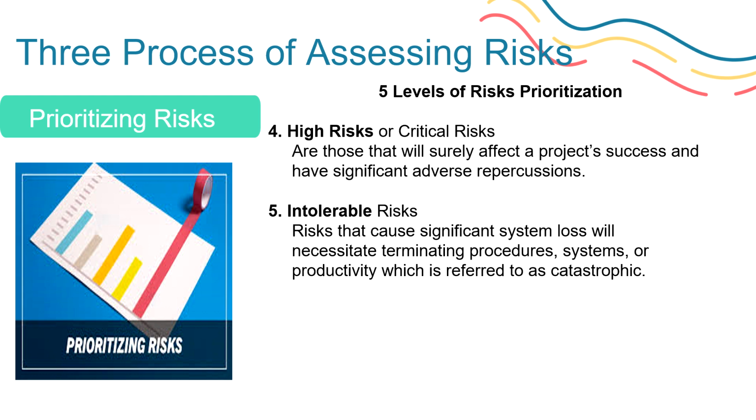Number 4 is high risk or critical risk. They are those that will surely affect the project's success and have significant adverse repercussions. And number 5, intolerable risks are risks that cause significant system loss that will necessitate terminating procedures, systems, or productivity, which is referred to as catastrophic.